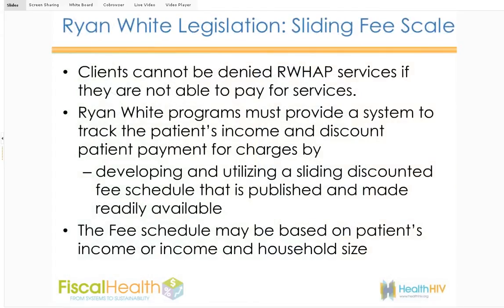So going back to the legislation, as I stated before, particularly Part C and D programs, clients cannot be denied services if they are not able to pay for services. But Ryan White programs have to provide a system to track patients' income, and discount patient payment for charges by developing and utilizing a sliding discounted fee schedule that is available, published, and made readily available. And the fee schedule may be based on either the patient's income or income and household size. So that is directly out of the Ryan White legislation: programs have to have a sliding fee scale in place for their patient population.